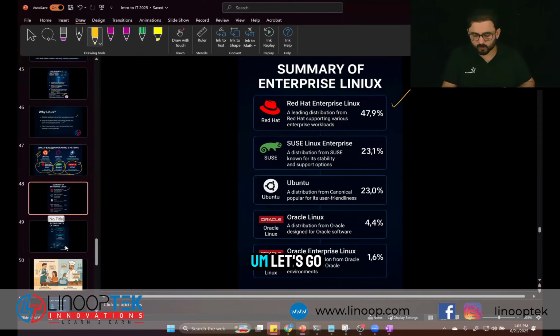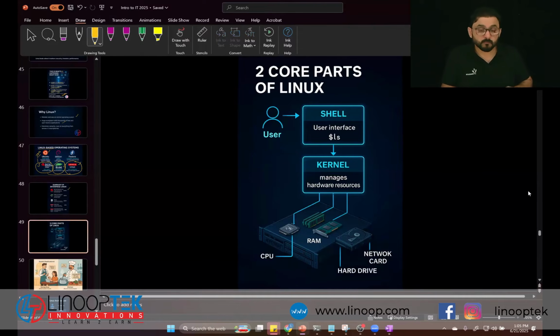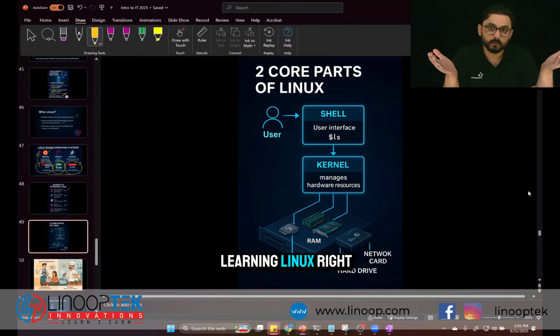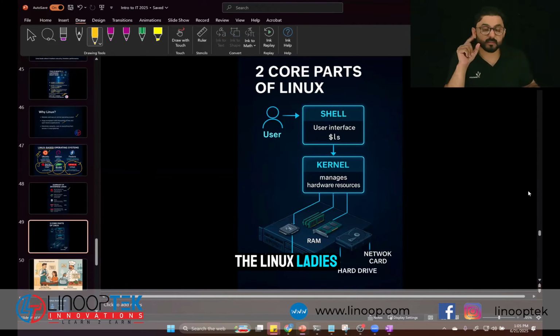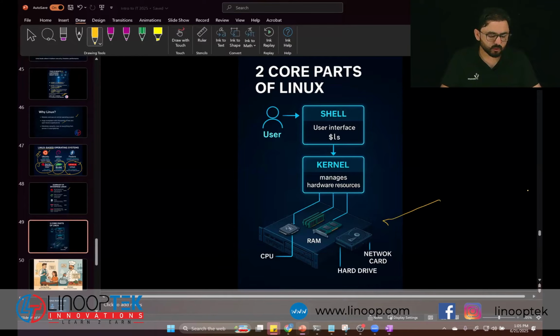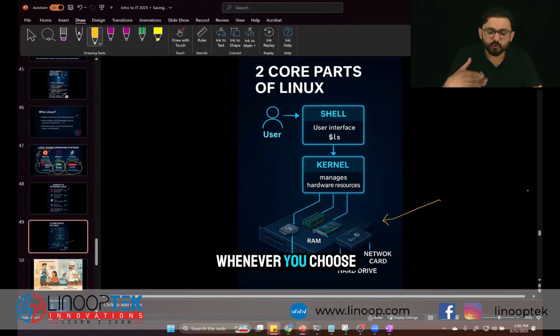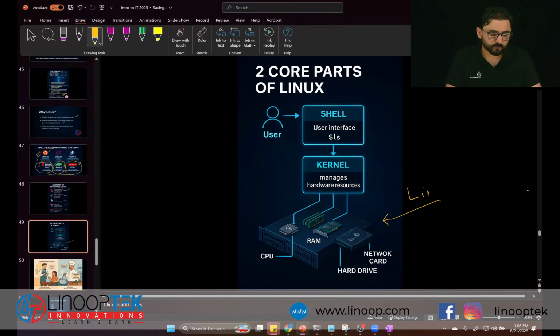Okay, let's go understand the two core parts. Now we understand why we are learning Linux, right? So we need to understand the architecture of Linux. What are the two main components, two parts of Linux? Ladies and gentlemen, whenever you choose to install an operating system, in this case Linux, Linux will come with two parts. One is the kernel, and the other one is the shell.